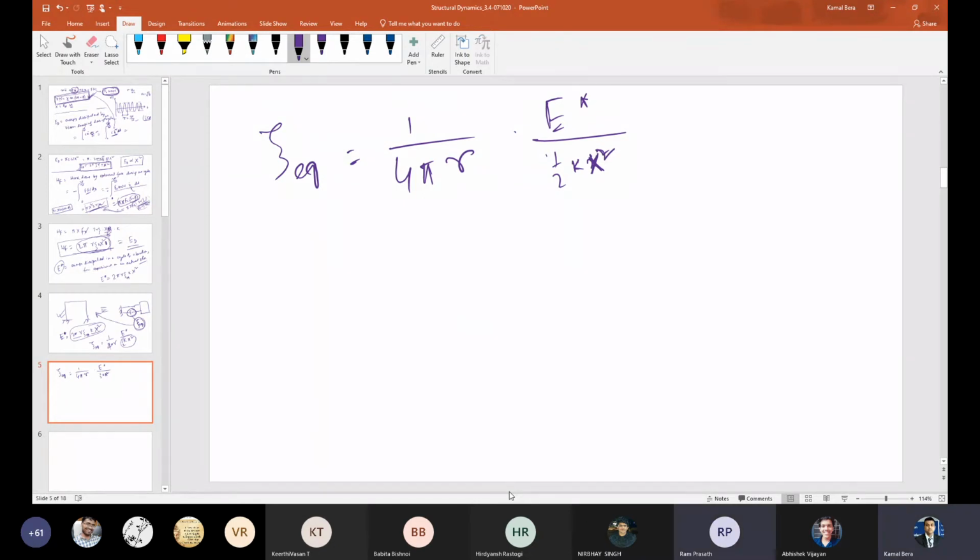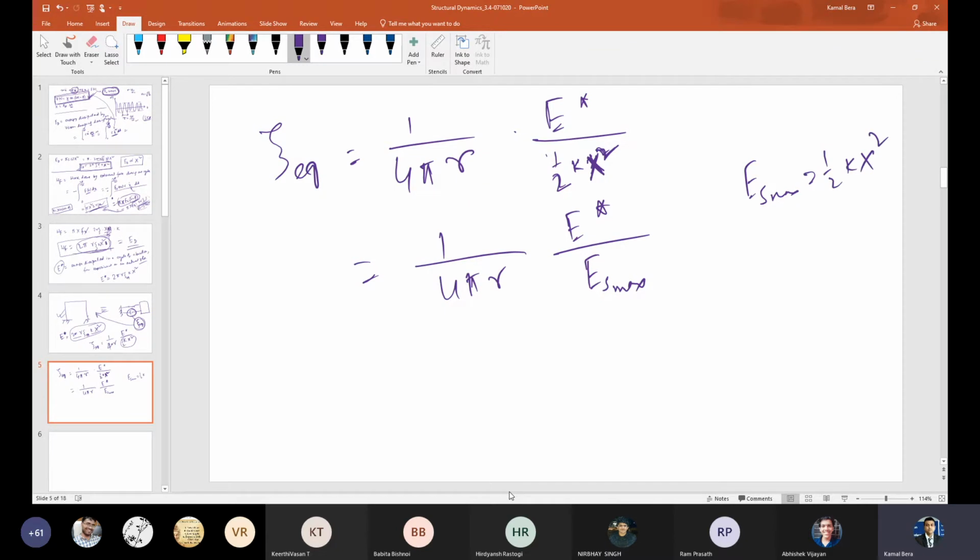So strain energy versus strain. And it is the maximum elastic strain energy, right? Maximum, because capital X is there, the amplitude. So that is 1 by 4 pi r E star by, I would say, ES max. Strain energy, elastic strain energy maximum. So ES max equals half k capital X square, the maximum elastic strain energy.